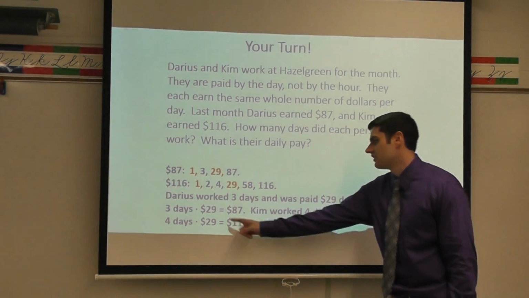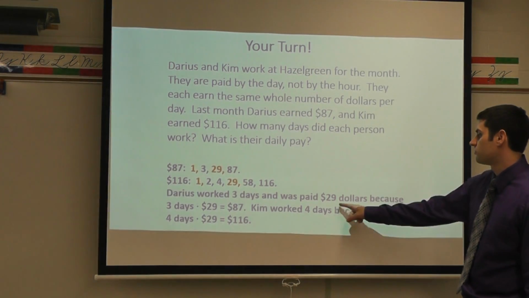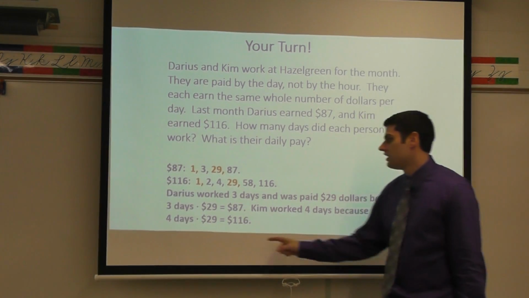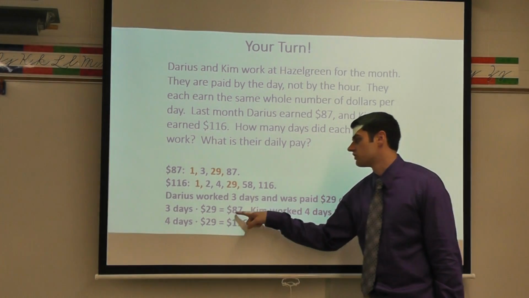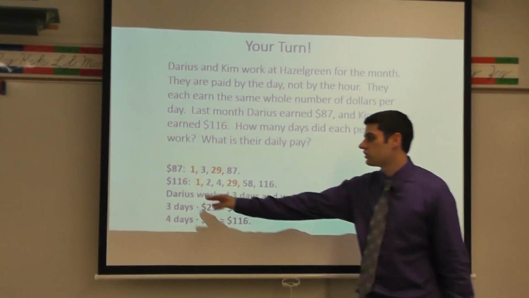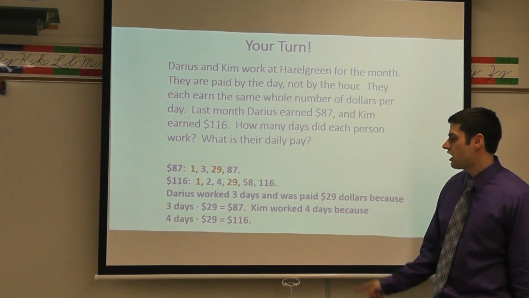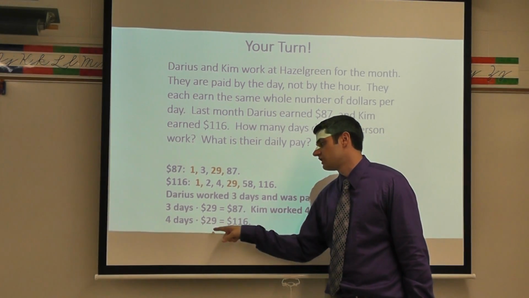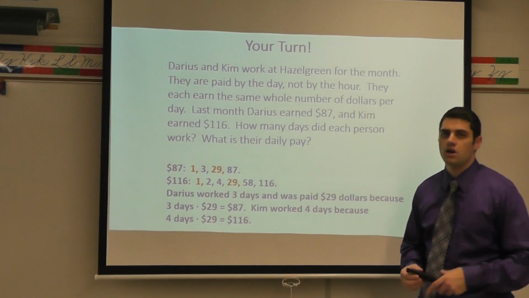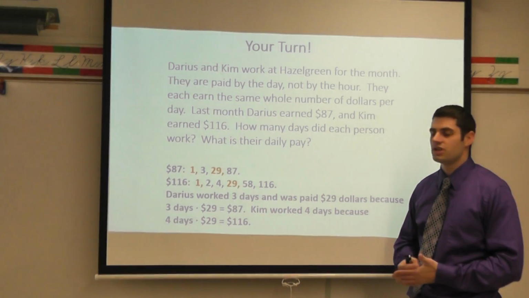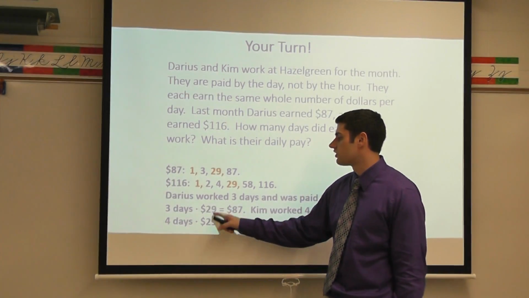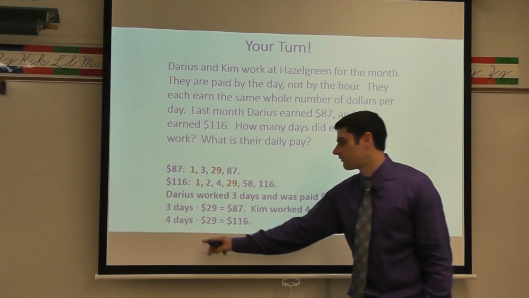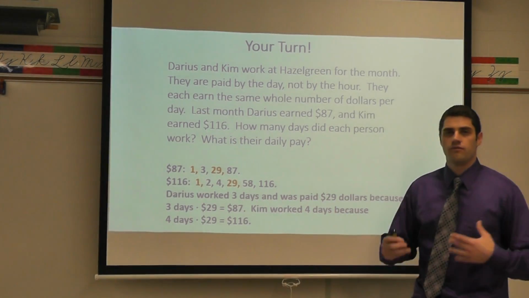So I know that Darius worked 3 days and he was paid $29 per day because 3 days times $29 would equal $87 total, which is what he earned. And Kim worked 4 days because 4 days times $29 would equal her $116. So I figured out that each one earned $29. Kim worked 4 days and Darius worked 3 days.